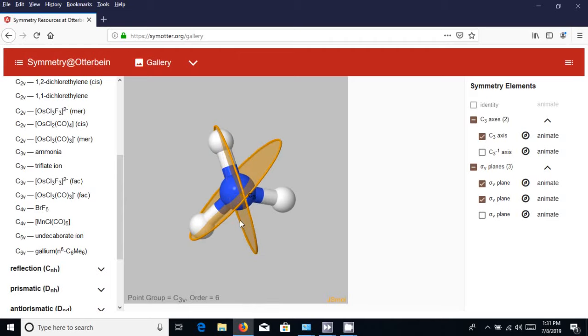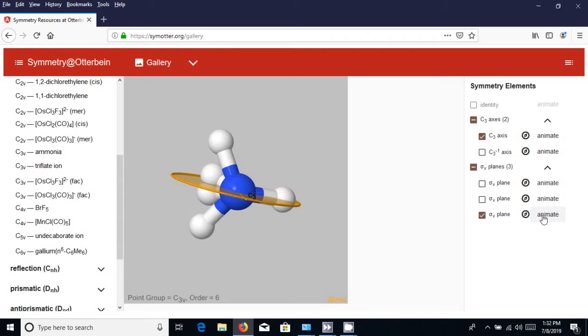The first sigma plane cut the molecule in this manner, and see, if I remove the first one, your second plane is reflecting this and this hydrogen. Now if I remove the second one and put the third one, cutting in that manner, these two are reflecting. I can show you through the animation. So this is your animation, right?